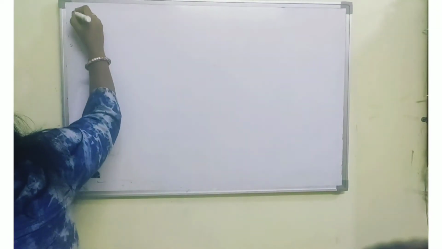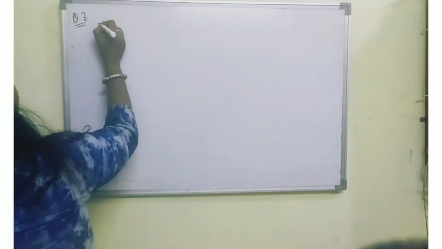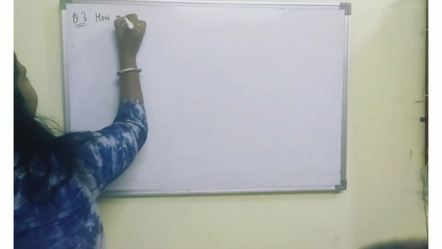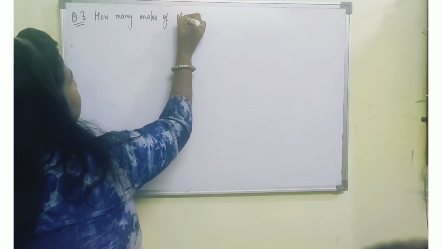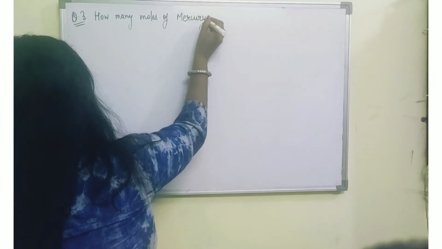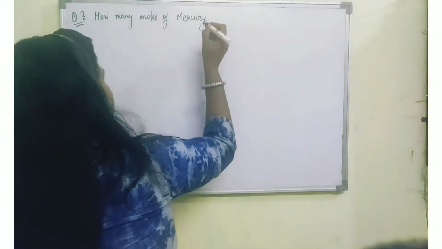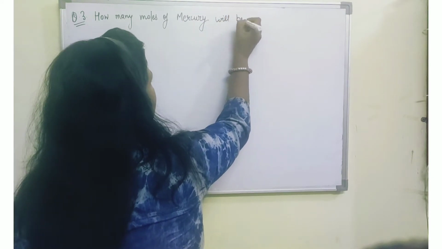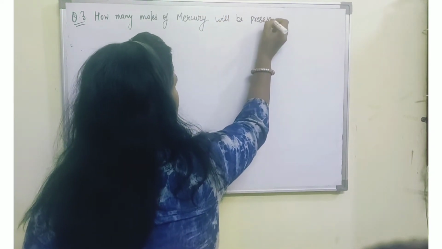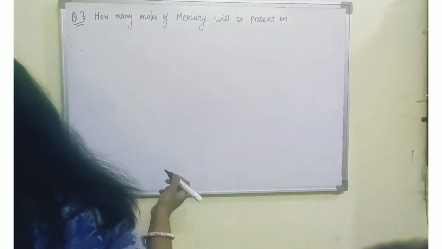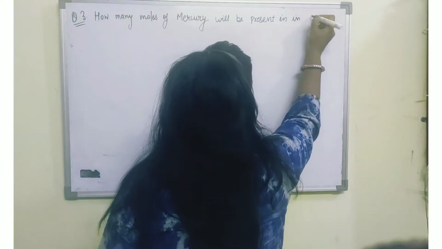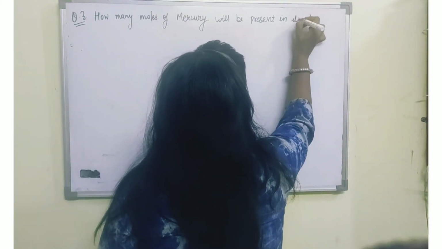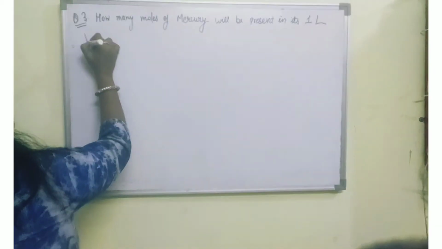क्वेश्चन नंबर थर्ड. Okay, question number third is, how many moles of mercury will be present in its 1 liter volume? In its 1 liter volume.